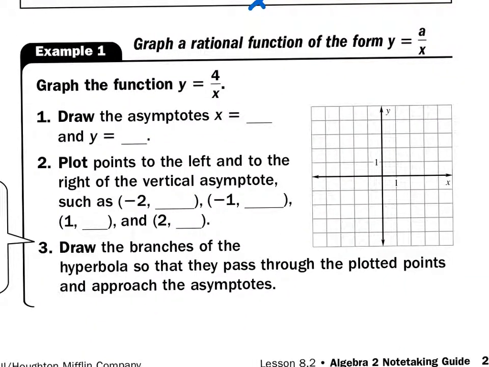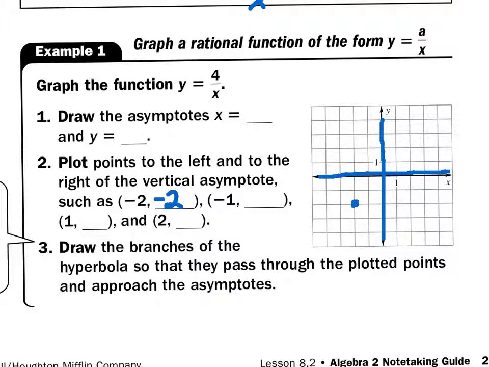Graph the function y equals 4 over x. Okay, first we need to draw the asymptotes. So the asymptotes for this is x equals 0 and y equals 0. So these points we can't cross for the graphs. Now, we need to plot points to the left and to the right of the vertical asymptote, such as, if we put -2 in for x, we'll have 4 divided by -2 equals -2. So here is that point.